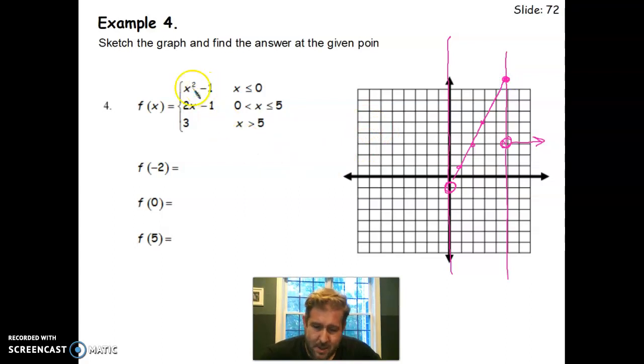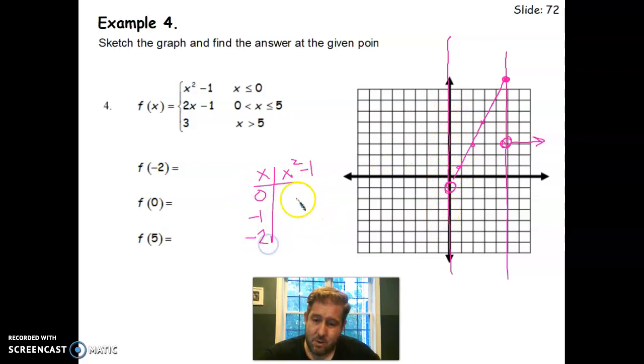And then last but not least, we have the first piece, which is quadratic. So once again, since it's quadratic, it's a little more difficult, so I'm going to make a t-table. You don't have to do it this way. So x squared minus 1. The boundary line is 0, and left of it would be negative 1, then negative 2, and so forth. 0 squared is 0, minus 1 is negative 1. Now it's 1, that makes 0. Negative 2 squared is 4, 4 minus 1 is 3.